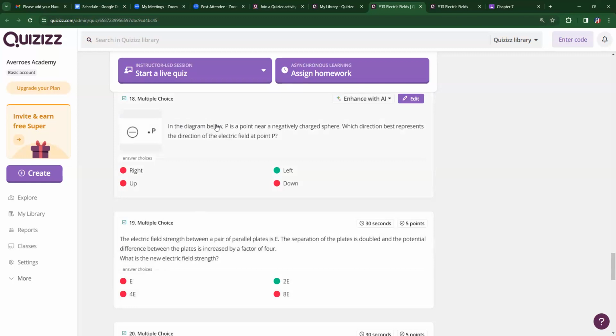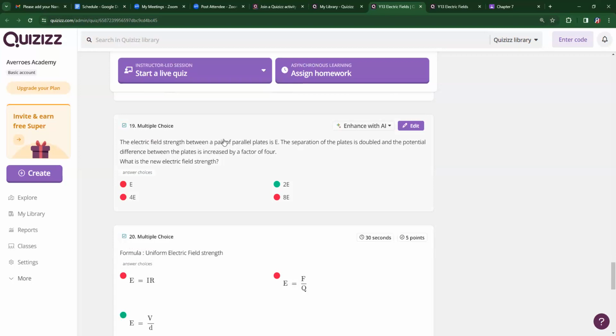Okay, in this diagram, point P is a point near a negatively charged particle. So negative charge. Which direction best represents the direction of the electric field? Okay, because usually a point charge is a positive charge, so positive charge will be attracted to negative. So the direction of the field will be to the left.